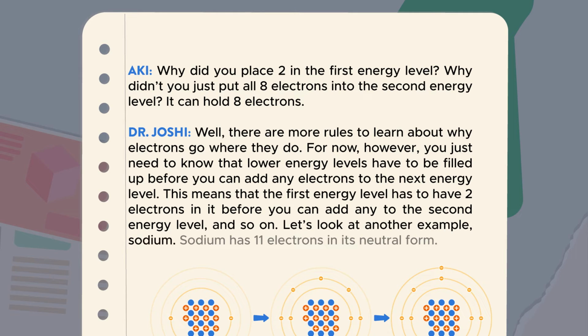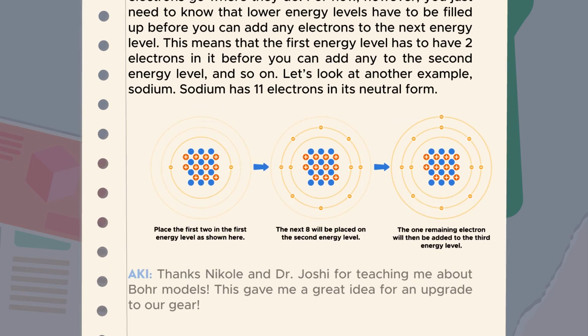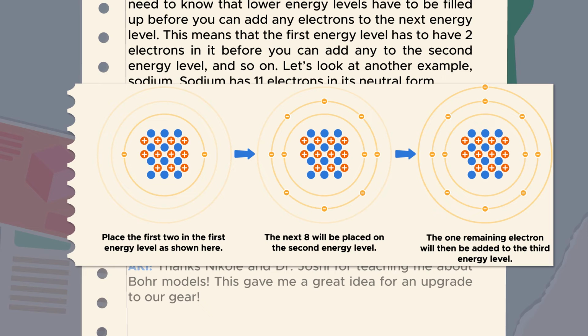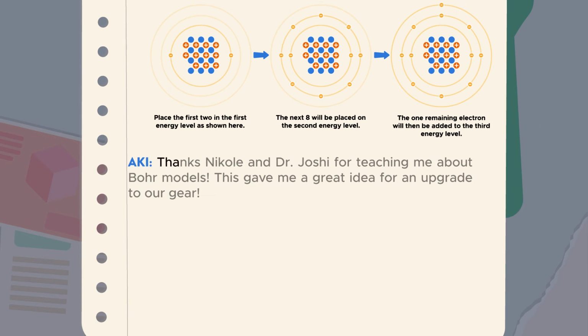Sodium. Sodium has 11 electrons in its neutral form. Place the first 2 in the first energy level as shown here. The next 8 will be placed on the second energy level. The 1 remaining electron will then be added to the third energy level. Thanks, Nikole and Dr. Joshi, for teaching me about Bohr models. This gave me a great idea for an upgrade to our gear.